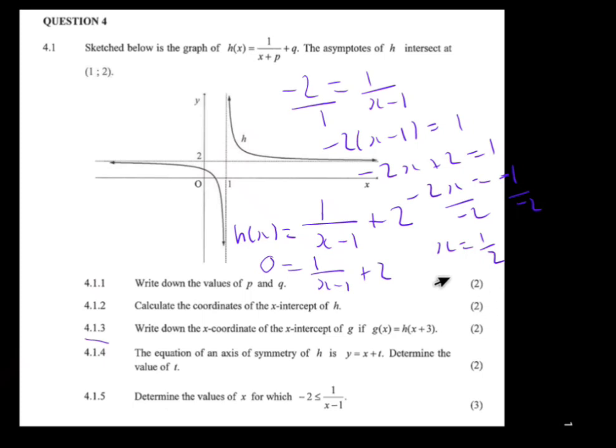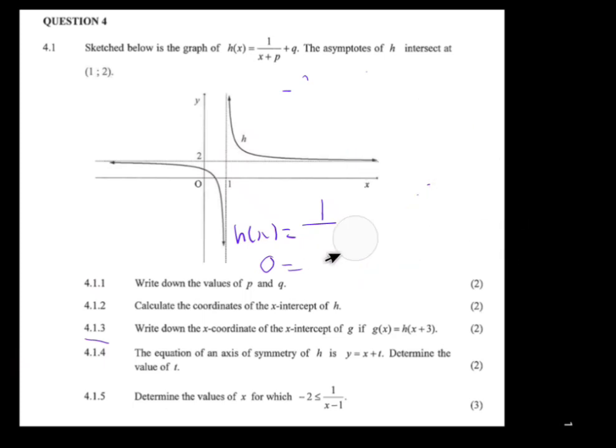All right, so it just means the x-intercept is 1 over 2, 0, right? So if they say calculate the x-intercept, don't stop here. You have to say it is equal to 1 over 2, 0. So you have to show the coordinate. Okay, because it's a calculate the coordinate question, right? So we know that it's going to be at that.